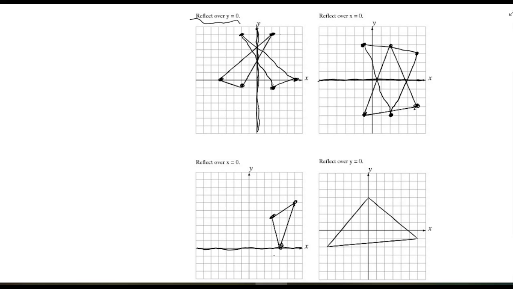So we go 1, 2, 3, 4. Right here, let me double check. 1, 2, 3, 4. This dot is right on the x-axis. So it's 0 spaces away from the x-axis. So it stays there because 0 away from 0 is also 0.